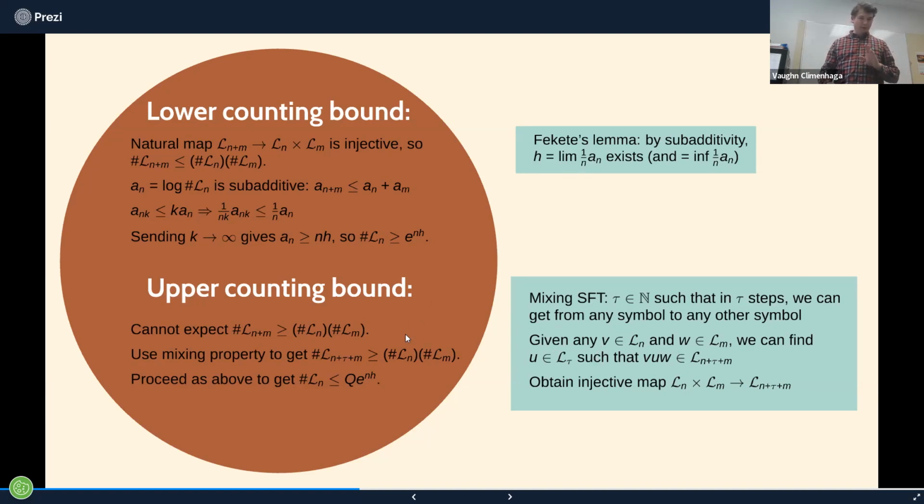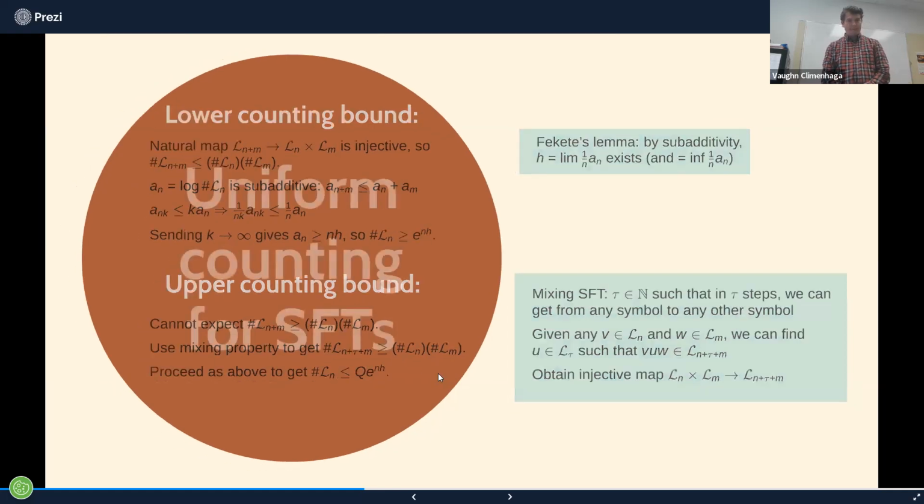Let me, for the moment, first just mention that this is what gives you a way of getting the upper counting bound, because by gluing things together, you can get a lower bound on the number of long words in terms of numbers of short words. And then similar arguments give you the upper bound.